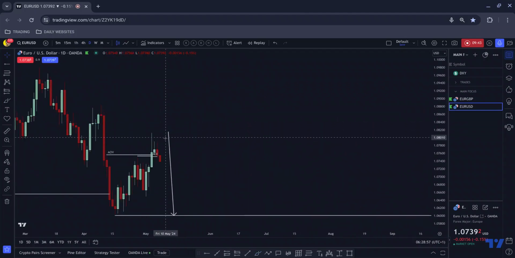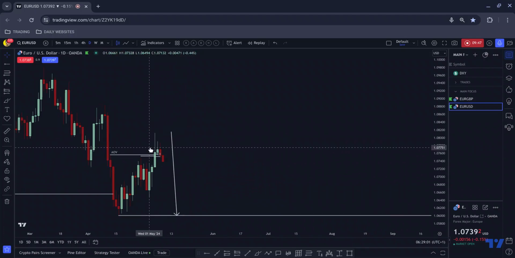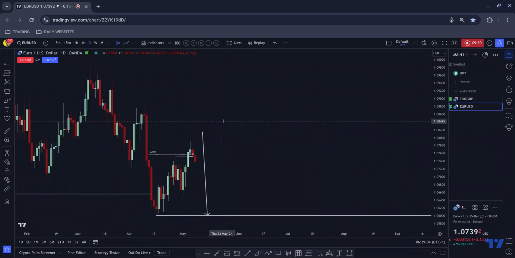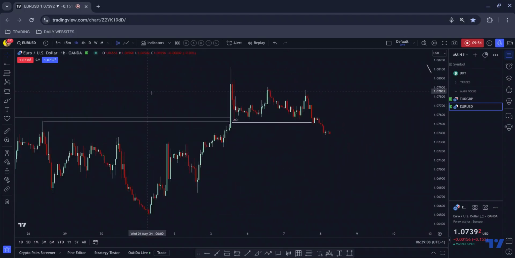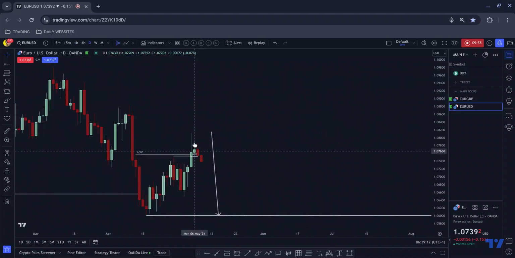We can't ignore the fact that we still have this kind of evening star formation, and the higher time frame always holds more weight. So when I did my forecast last night, even though the lower time frame looked like a bull flag to push higher, I was still looking at this as a kind of evening star formation. And look at the big wicks above, bigger wicks above than that tiny wick below, that indicates to me selling pressure, not buying pressure.